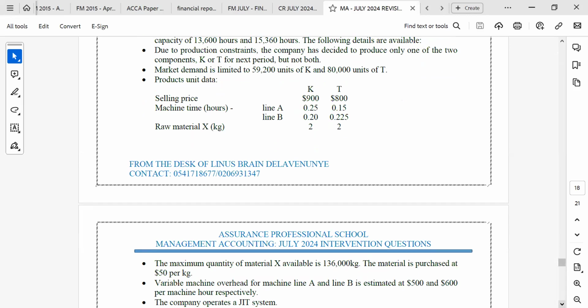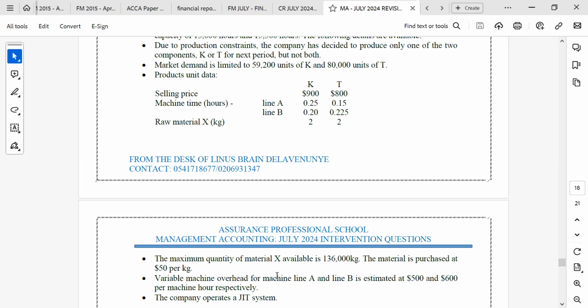Machine cost and then labor cost, material cost. Okay, so the variable overhead for machine and material cost. Those are the two costs that are relevant to the decision. So if you are doing this, but let's come here.